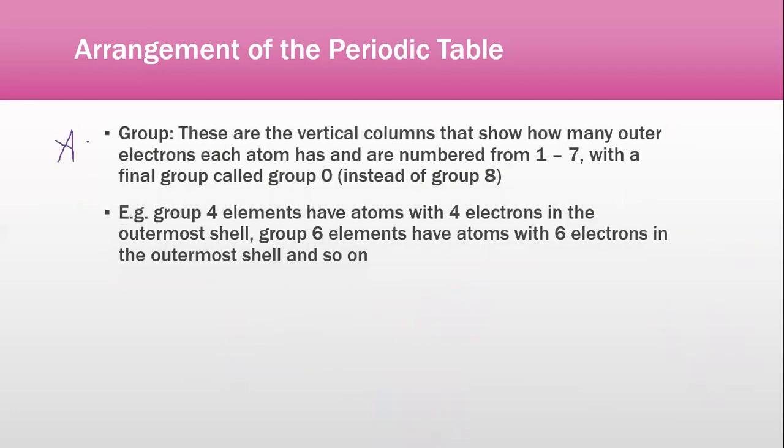Second thing we have is groups. Groups are the vertical columns. Vertical columns क्या show करते हैं? That how many electrons each atom has in the outermost shell. Outermost shell के अंदर कितने आपके पास outer electrons हैं?